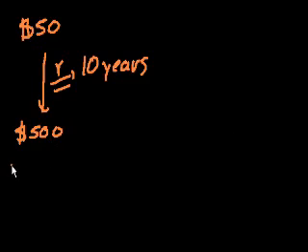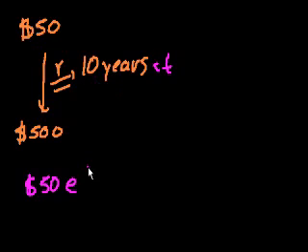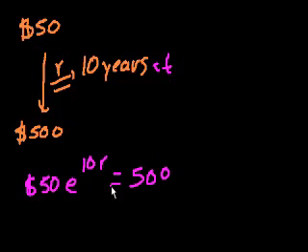We could say, if my original principal is $50, it's going to be $50 times e to the rate. We don't know the rate, but we know the t, that t is equal to 10 years, so it's 10r. That equals my final payment, or how much I owe once all of the interest and the principal has compounded, which is $500. So we can divide both sides by 50. You get e to the 10r is equal to 10. And then how do we solve that?